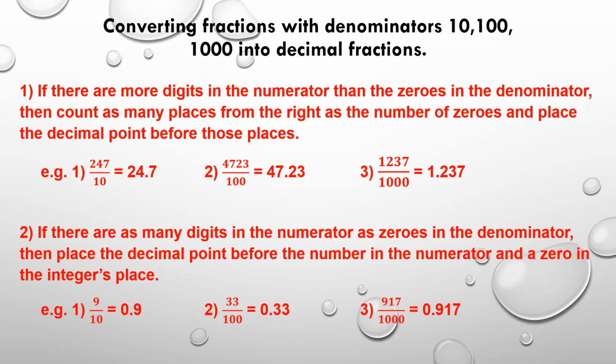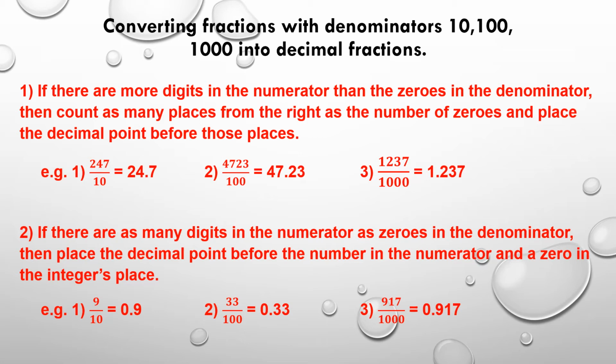Now we are going to see how to convert fractions with denominators 10, 100, 1000 into decimal fractions. First, if there are more digits in the numerator than the zeros in the denominator, then count as many places from the right as the number of zeros and place the decimal point before those places. For example, 247 upon 10 is equal to 24.7. 4723 upon 100 is equal to 47.23.